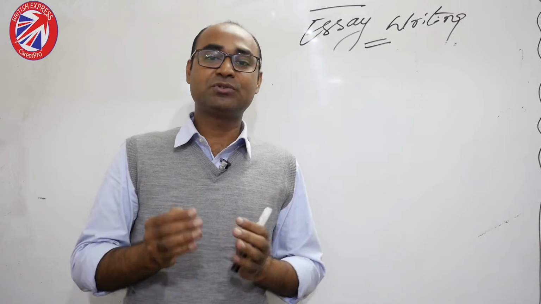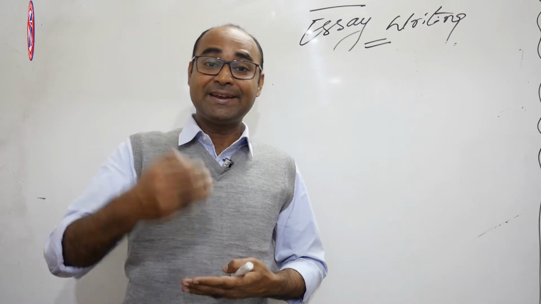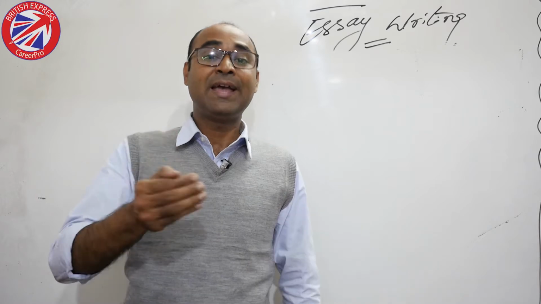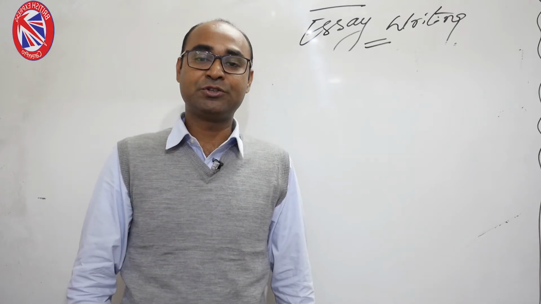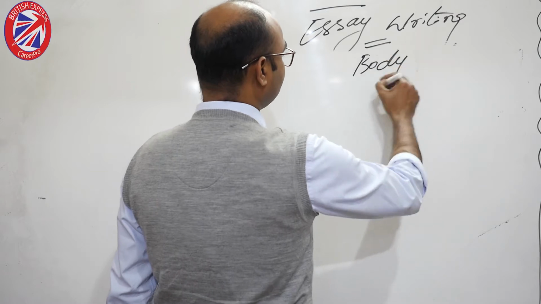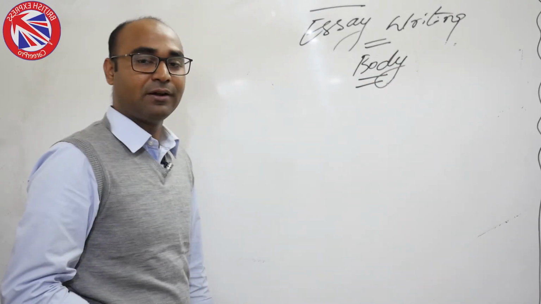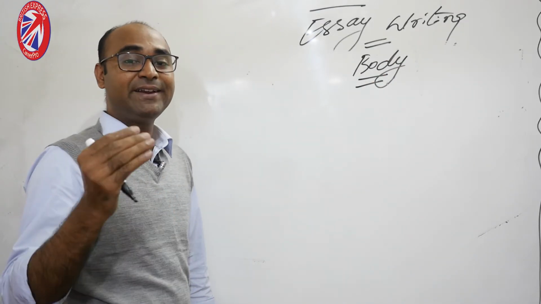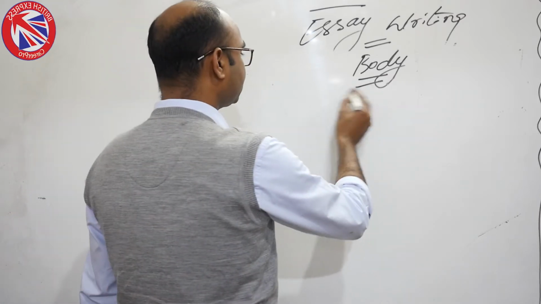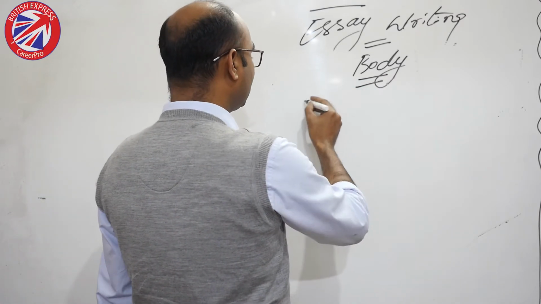Whatever I am going to say should be very clear, and the reader, after reading the first two sentences, should be very clear about what I am going to write and how my body will be strong. Now, the second part is called the body. The body should be divided into 2, 3, or 4 parts as per the length of the passage.